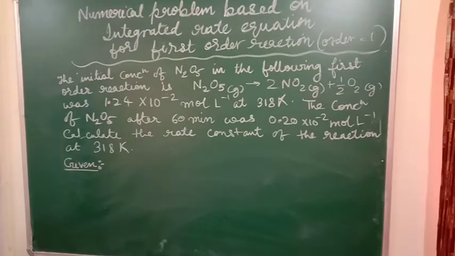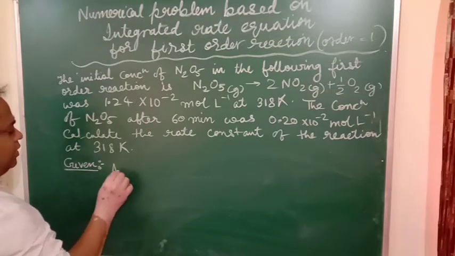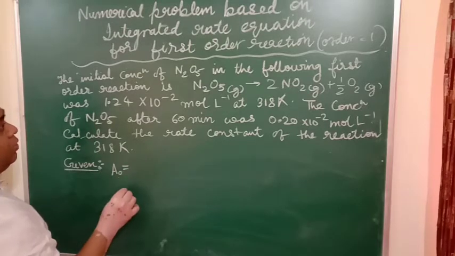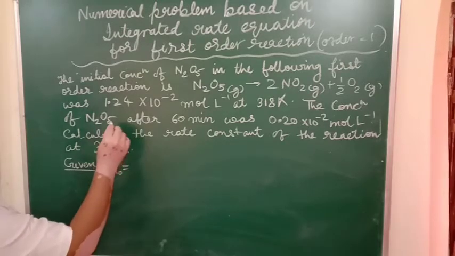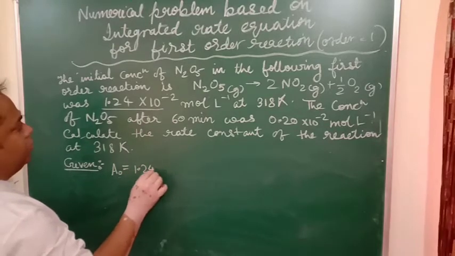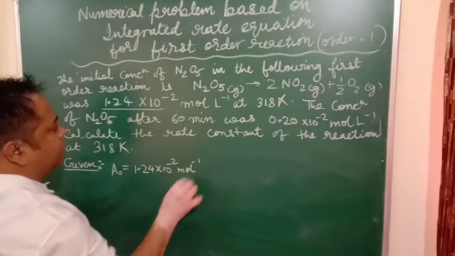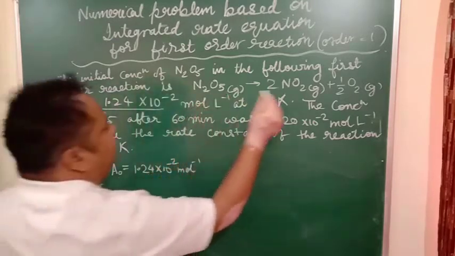Initial concentration of N2O5, that means A0. Initial concentration A0 is equal to 1.24 × 10^-2 mole per liter. This is the first order reaction.